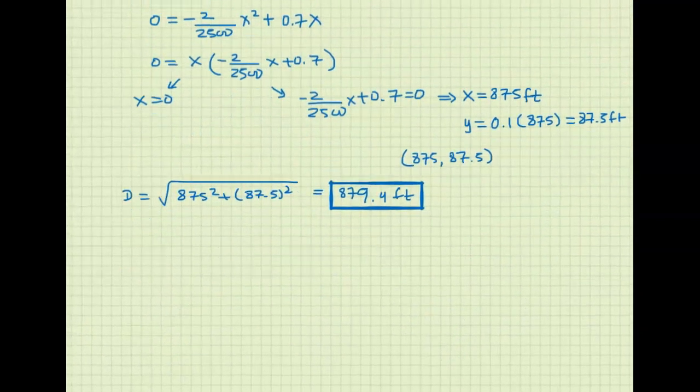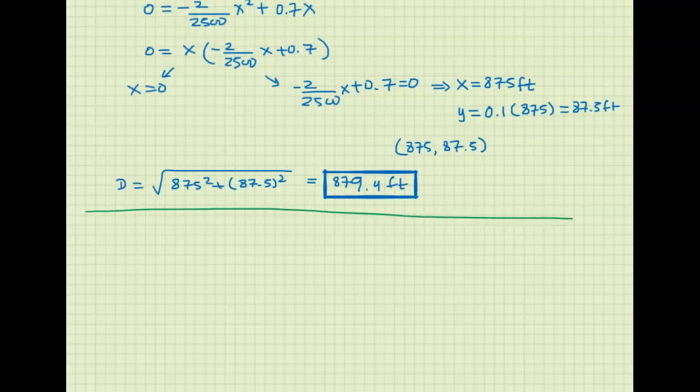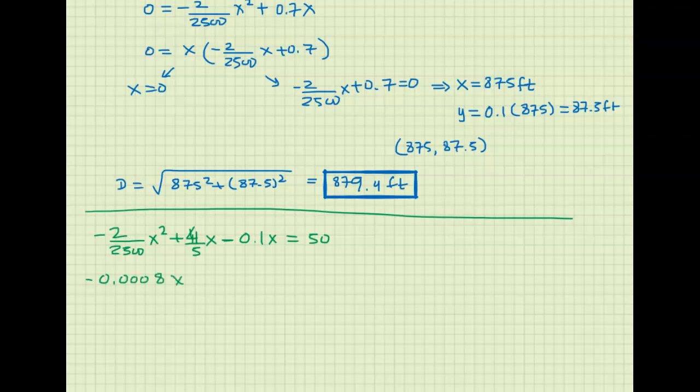So we have the equation of the parabola, which is -2 over 2500 x squared plus 4/5 x, minus the line, minus 0.1 x, and that needs to be 50 feet. Okay, so that's what we're solving. So what is 2 over 2500? I probably should have done that a long time ago. -0.0008 x squared plus 4/5, so 0.8 minus 0.1, 0.7 x minus 50 equals 0.